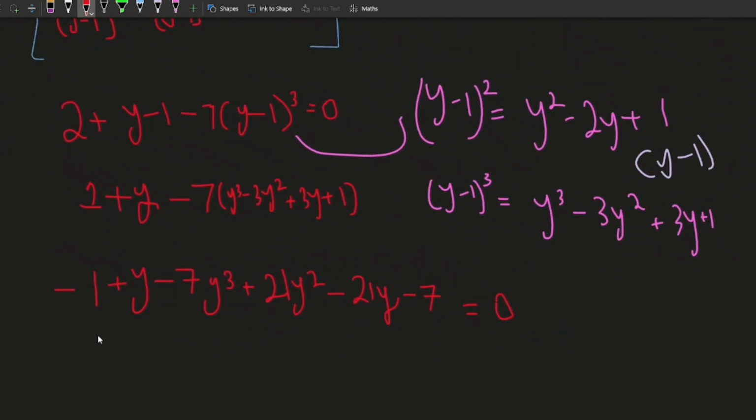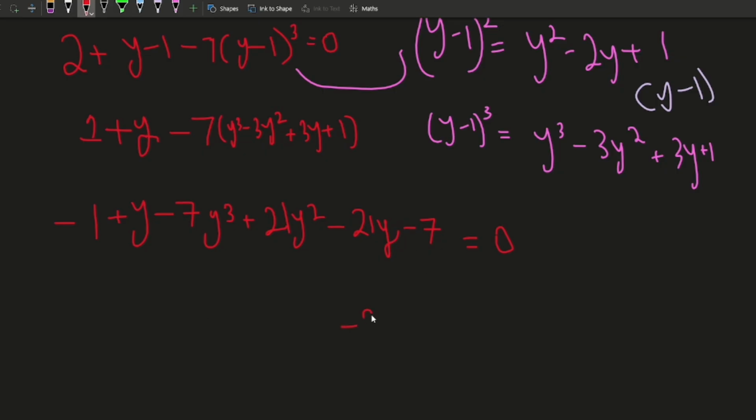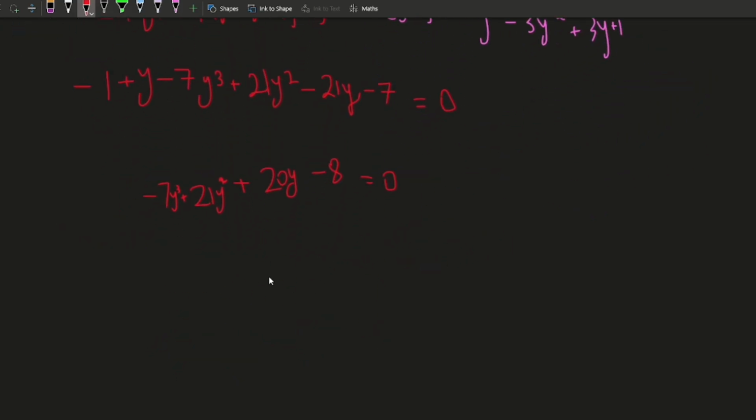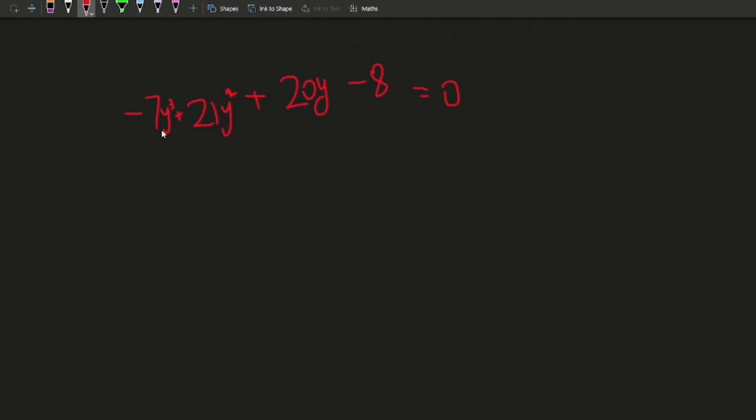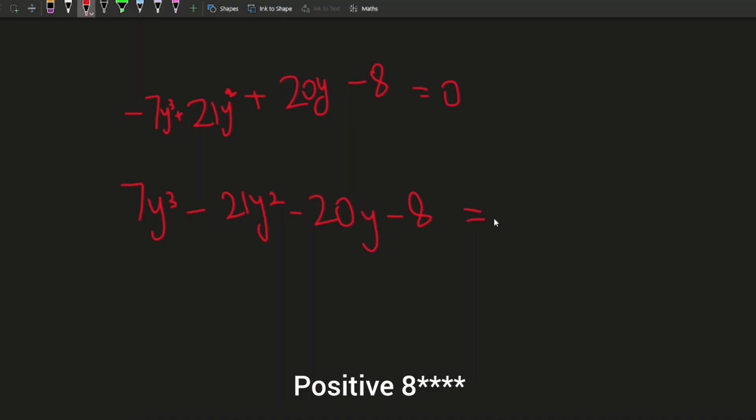So this will be minus 8. This will be 20y and 21y square, minus 7y cube equals 0. Now let's make the highest coefficient positive. So this will all go towards the other side, and this will be 7y cube minus 21y square minus 20y minus 8 equals 0.